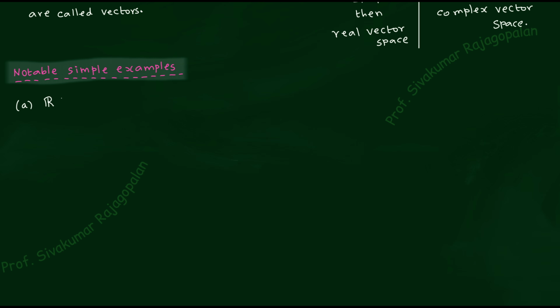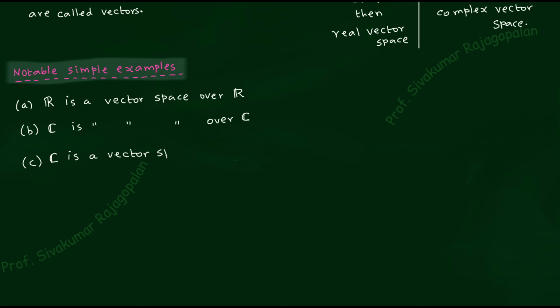The first one is, the set of all real numbers is a vector space over the real number field. And the second one is very similar, namely the set of all complex numbers is also a vector space over the set of complex numbers. These are the most fundamental things. And in addition to that, interestingly, the set of all complex numbers is a vector space over the real number field.